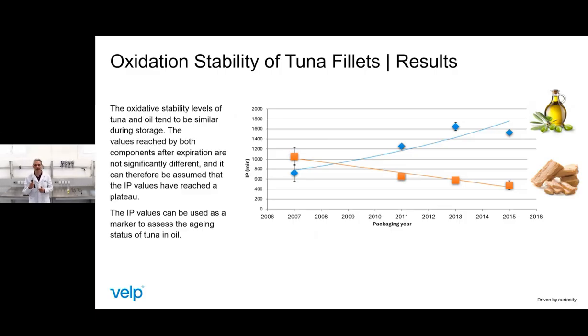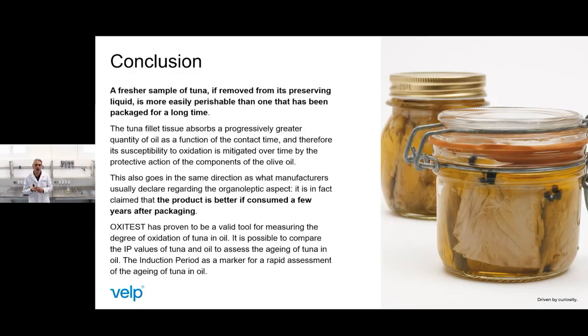As a consequence, not only is the freshness of the tuna conserved, but we can see an increased value of induction period for tuna fish over time, probably due to the progressive diffusion of oil into the tuna fish fiber. In conclusion, when a fresh sample of tuna is removed from the preserving oil, it is more perishable than a long-aged tuna. This confirms manufacturers' declaration that tuna fillets in oil are better if consumed a few weeks after repackaging.